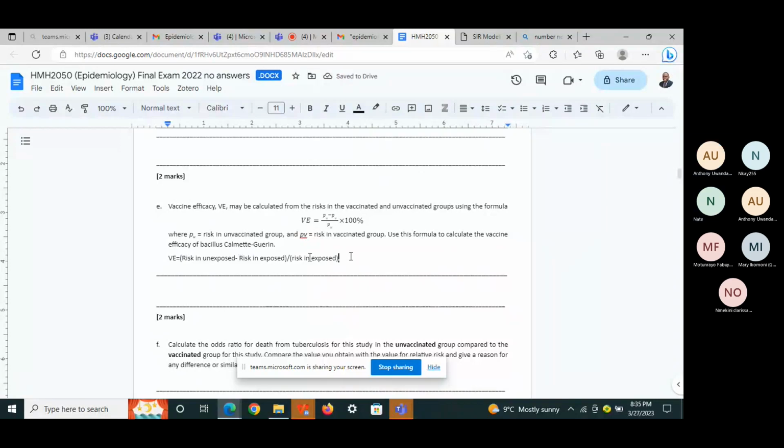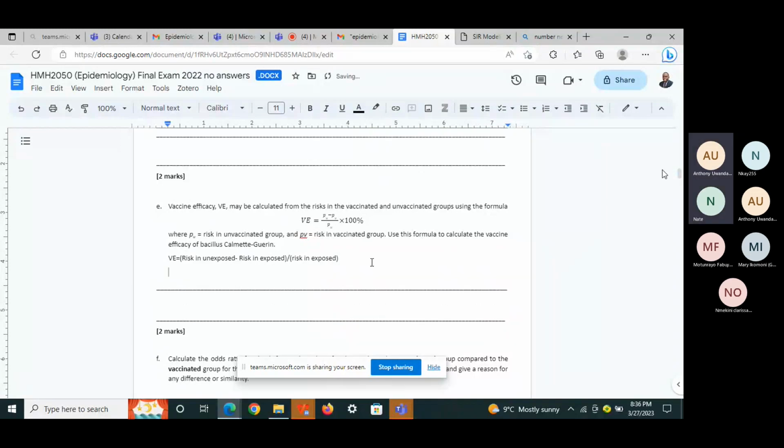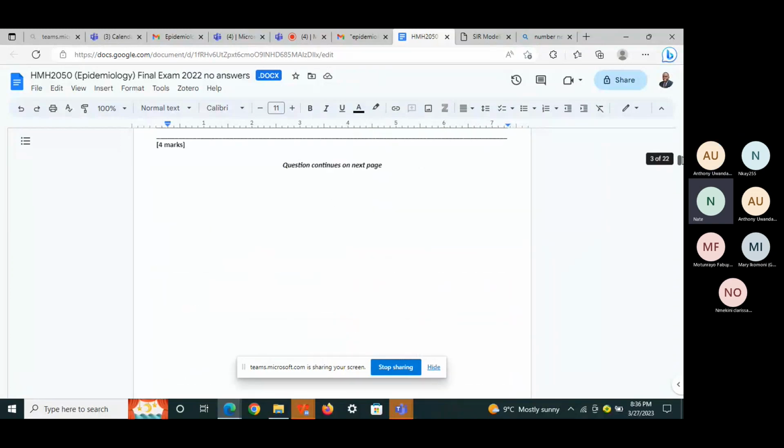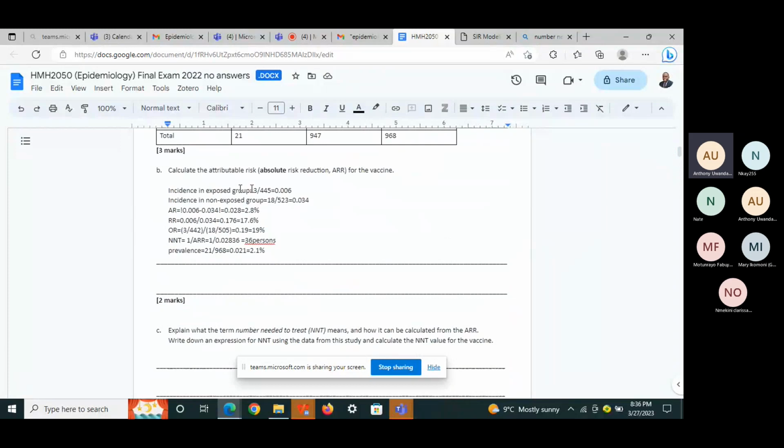Okay, so using this formula now, the risk in the unexposed minus risk in exposed. So that will be what? Let's see, what's the risk in the unexposed from our previous calculation? So the risk in the exposed, that's the incidence, right?